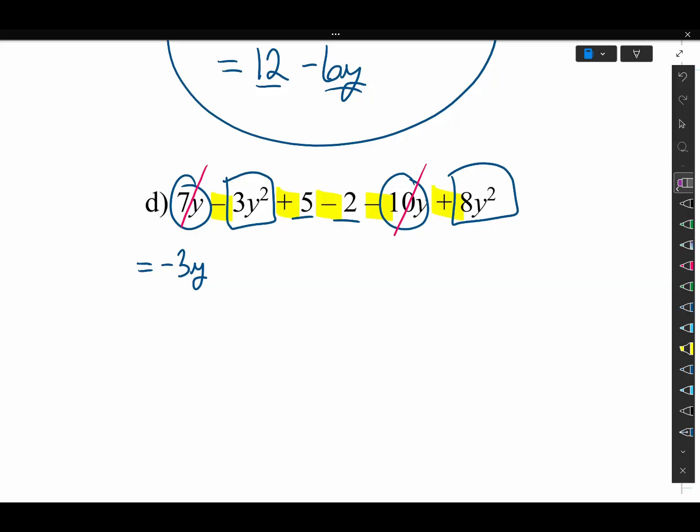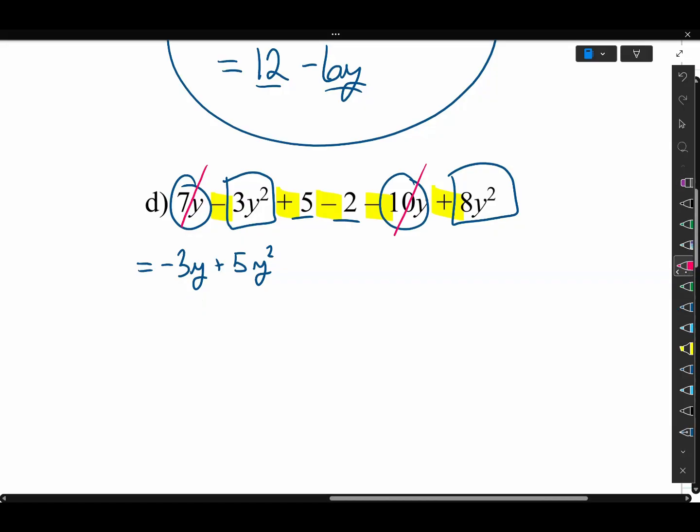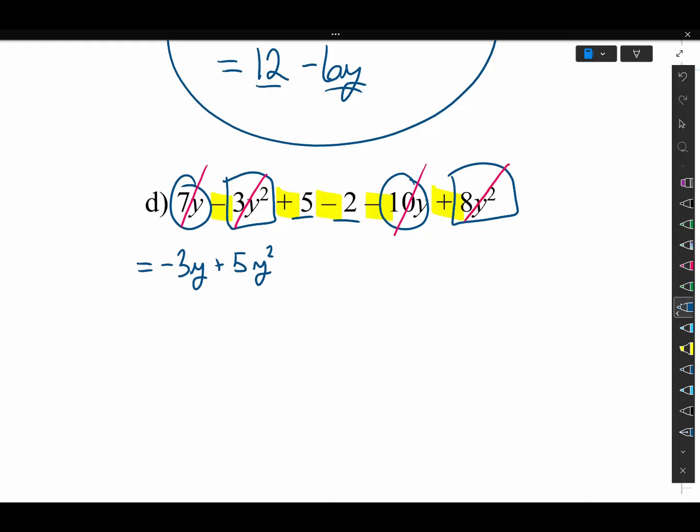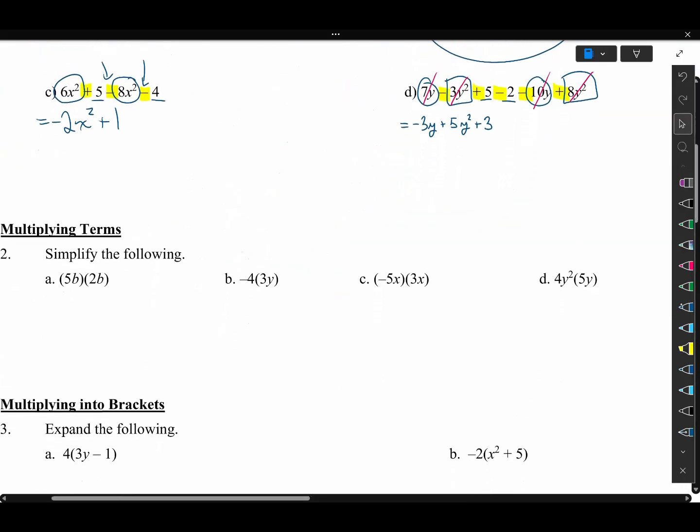One is a negative, one is a positive. I'm working with plus 5y squared. After combining my like terms, I always keep the same variables along the way. Okay, so I've used up these terms right here, leaving me just with 2 terms remaining, plus 5 minus 2. I'm working with positive 3 right here. Nice work, us. These are 3 different kinds of terms, so I cannot combine them any further. That's how we're collecting our like terms.